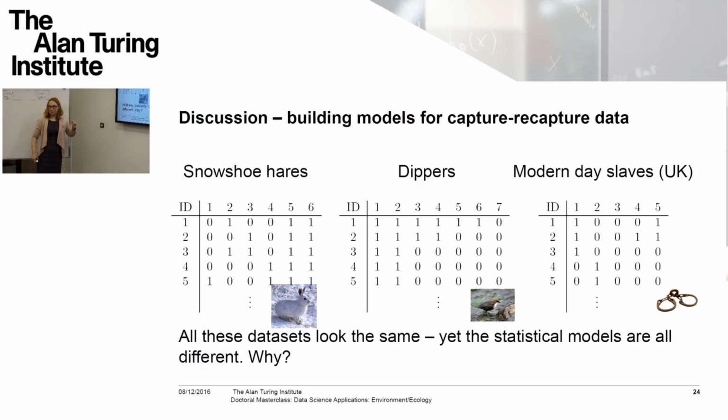Anyone want to come up with some reasons why? What might be, for example, the different assumptions going on? The animals probably have freedom of movement, whereas the slaves probably don't. So we could have some spatial issues going on here we might need to take into account. The last one could be animals as well, by the way. Any other issues? What other things might we want to think about?